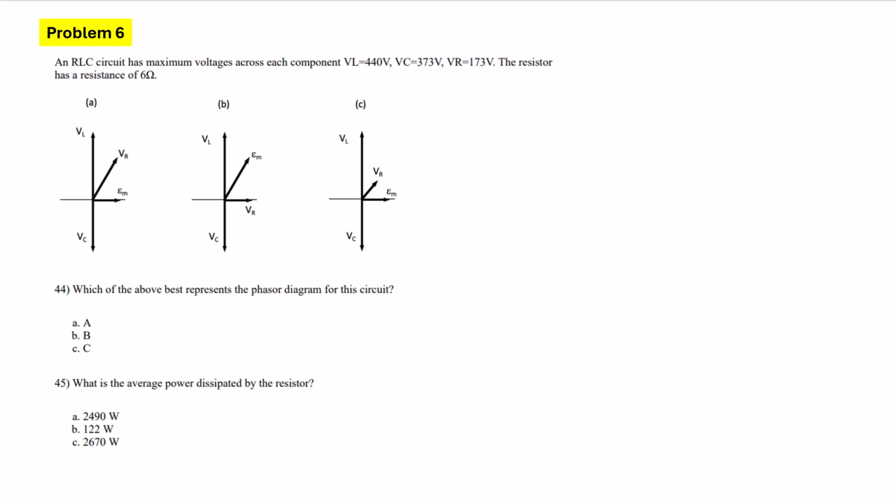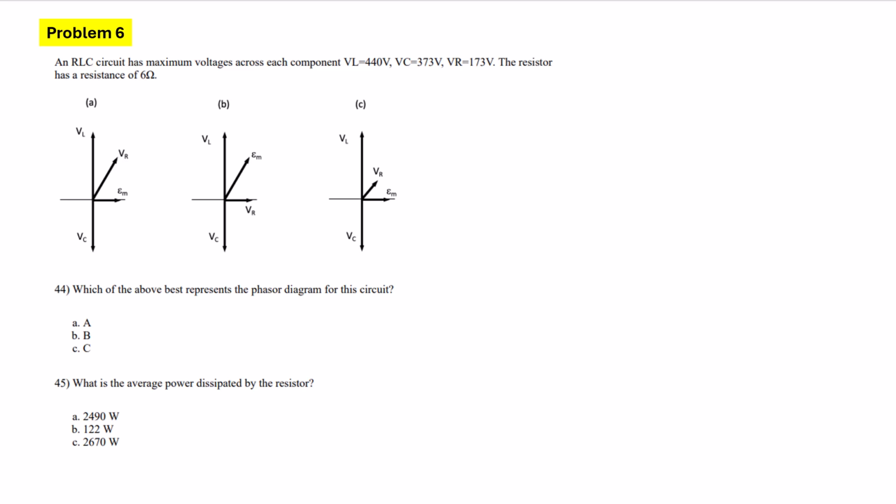Problem 6 says an RLC circuit has maximum voltage across each component given by: the maximum voltage across the inductor is 440, across the capacitor it's 373, and across the resistor it's 173. And the resistor has a resistance of 6 ohms. All right. First question says, which of the above represents the phasor diagram for this circuit?